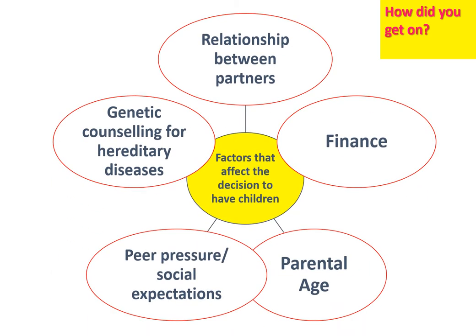We've got relationship between partners is one factor. Finance is another factor. The age of the parents should also be considered. Peer pressure and the social expectations of others should be a factor that is also considered, along with genetic counselling for hereditary diseases.